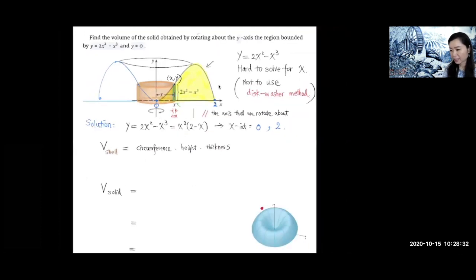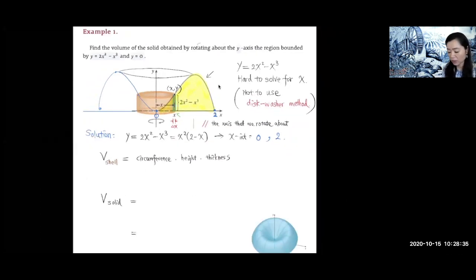Now, we're not going to use the washer method to find the volume here, because if I use the washer method, I slice it horizontally. I need to find the outer x and the inner x, which is hard to solve for x from this equation. So we're not going to use the washer method. Instead, we're going to use the shell method.